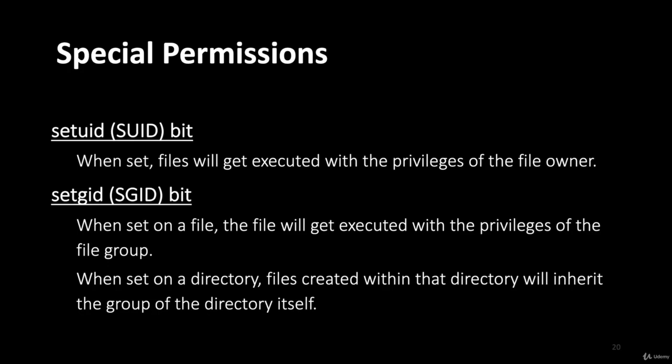There are 2 special permissions which we will cover in this course. The first is the setUID or SUID bit. When this is set, files will get executed with the privileges of the file owner. The second is the setGID or SGID bit. When this is set on a file, the file will get executed with the privileges of the file group. When this is set on a directory, files created within that directory will inherit the group of the directory itself.